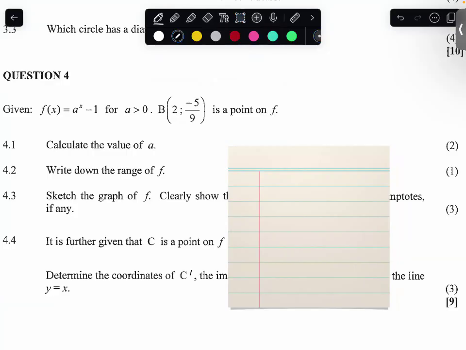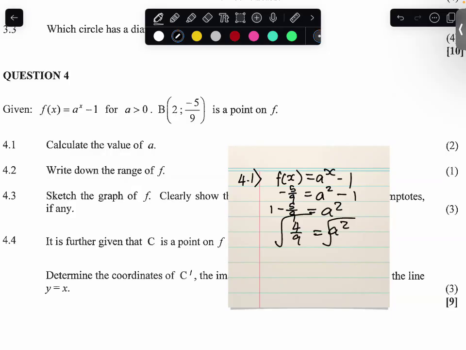Simple enough. You're going to take your set of coordinates that you have, sub it in for x and y and solve for a. So we have f of x is equal to a to the x minus 1. I'm going to take my set of coordinates, minus 5 over 9 in place of y and 2 in place of x, to solve for a. I'm going to take that 1 over. It's going to become 1 minus 5 over 9 is equal to a squared. That gives me 4 over 9 is equal to a squared. Square root, don't forget your plus minus. But a is a positive value, they told me that there. So a is going to be positive 2 over 3.